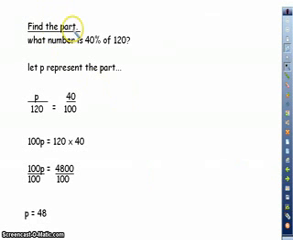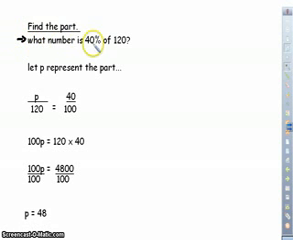Now we're finding the part. What number is 40% of 120? This is where it can be a little more complicated, trying to determine whether 120 is my base or if it is my part. So let P represent the part. That's what we are trying to find. It's not going to specifically say find the part. This is the question they are asking.